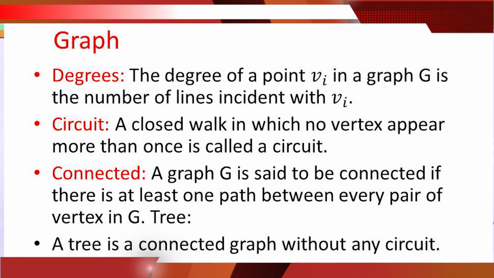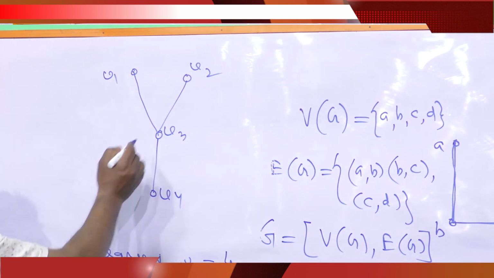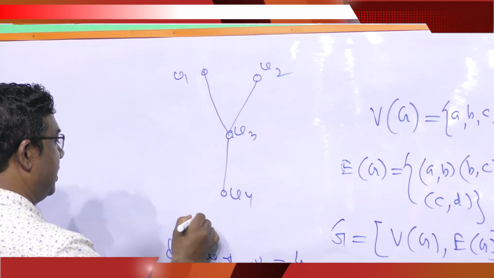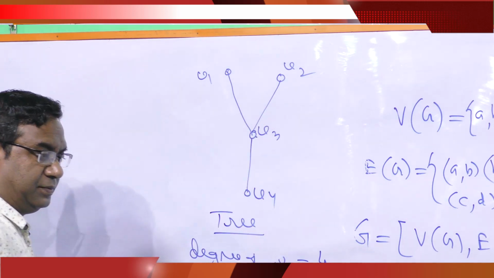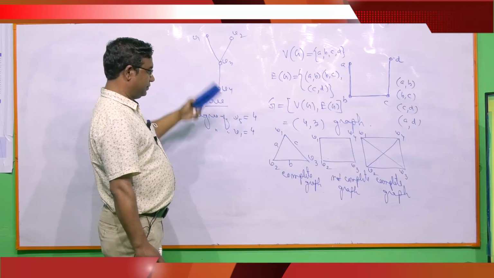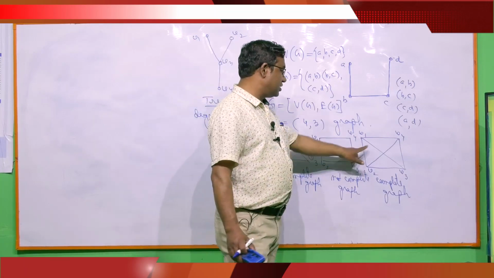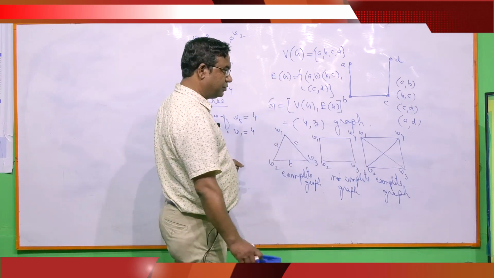Next, tree. A tree is a connected graph without any circuit. So this is also a tree. This is a connected graph as well. This is also a tree. Tree means a connected graph without any circuit. This is not a tree. This is not a tree. This is not a tree. Tree means without any circuit.